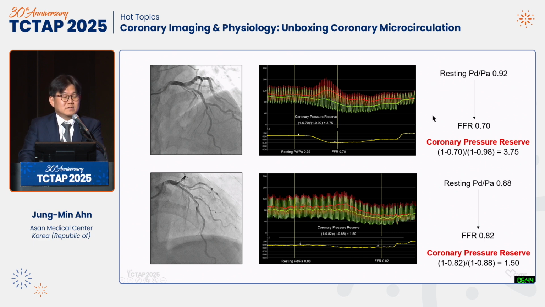Actually, this is a very similar concept to coronary flow reserve. So we can calculate the pressure reserve like this: 1 minus 0.7 divided by 1 minus 0.92. The pressure drop in the upper case is 3.75 times, in the lower case 0.5 times. So I'd like to evaluate what is the prognostic value of this kind of concept.